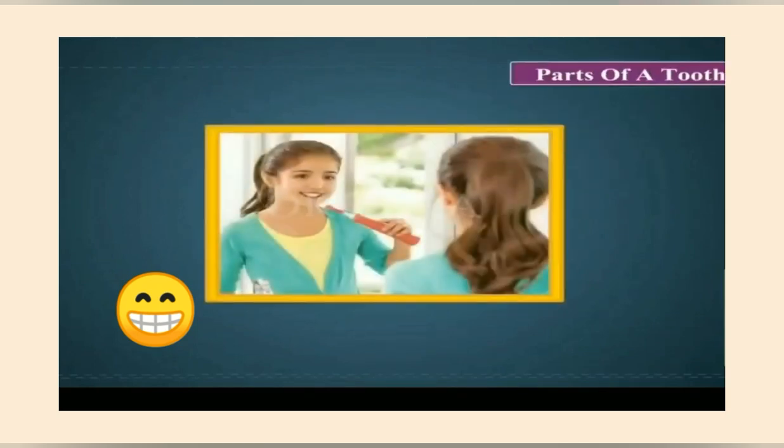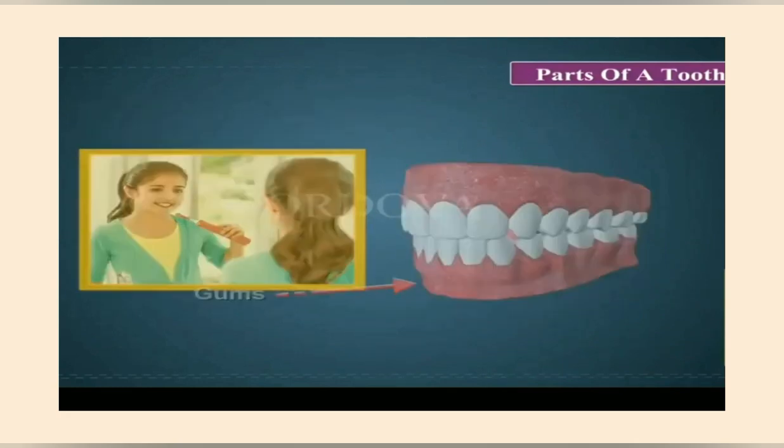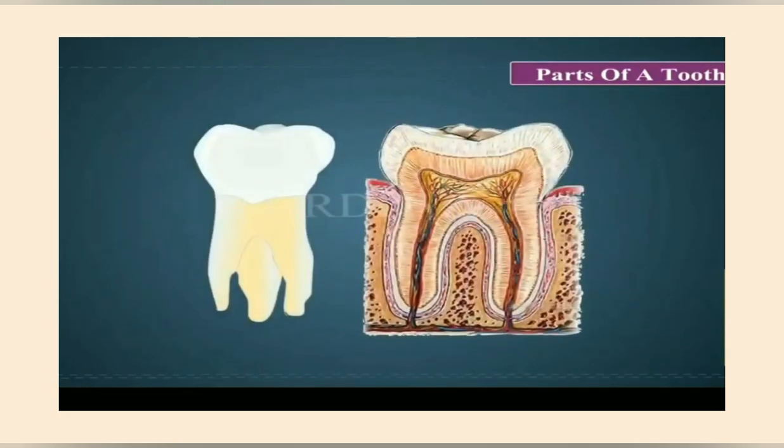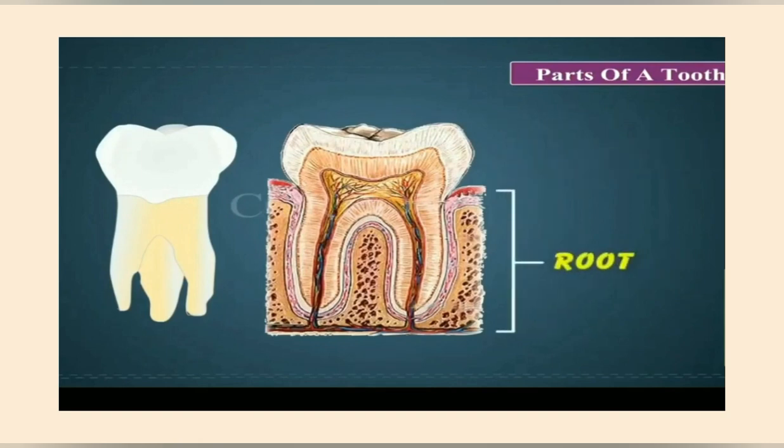Now we will discuss the structure of a tooth. When we open our mouth and look in the mirror, we can see our teeth. The soft gum holds our teeth tightly at their places. Each tooth has 2 parts, crown and root. The part of the tooth that we can see is the crown, and the part inside the gum which we cannot see is the root.